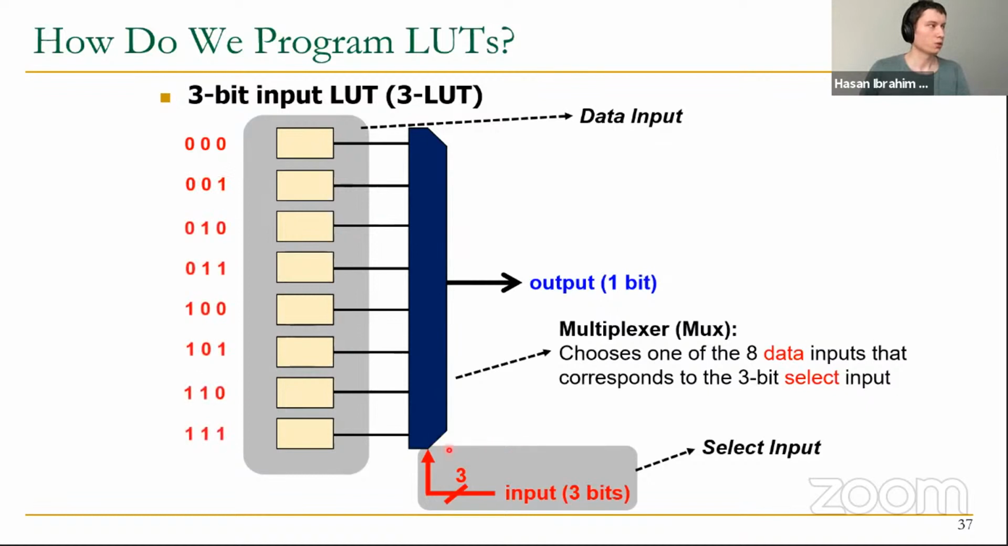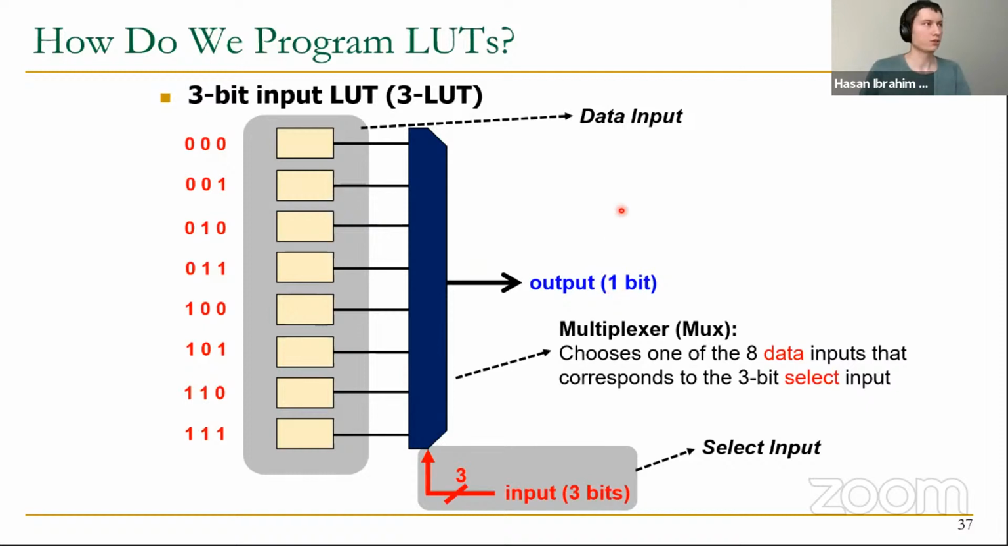Let me also mention how these input bits work. These are the input bits that we use to select one of these storage bits, right? And these storage bits have addresses, as you can see here. Depending on what 3 bits you provide to the multiplexer, a different storage bit or data input is selected. For instance, if all 3 bits are 0, whatever is written in this data input will be the output that you'll see.